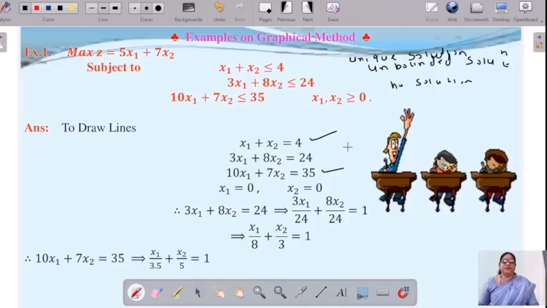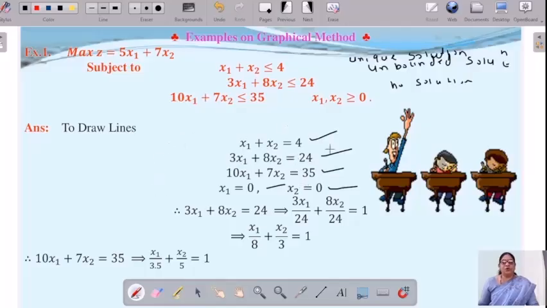And x1 and x2 are greater than or equal to 0, so we also take x1 equal to 0 and x2 equal to 0. This is our step number 1. Now in step number 2 we have to draw the lines of all these constraints 1, 2 and 3. Therefore we have to draw not only 3 lines but also 4 and 5: x1 equal to 0, which is the y-axis, and x2 equal to 0, which is the x-axis.